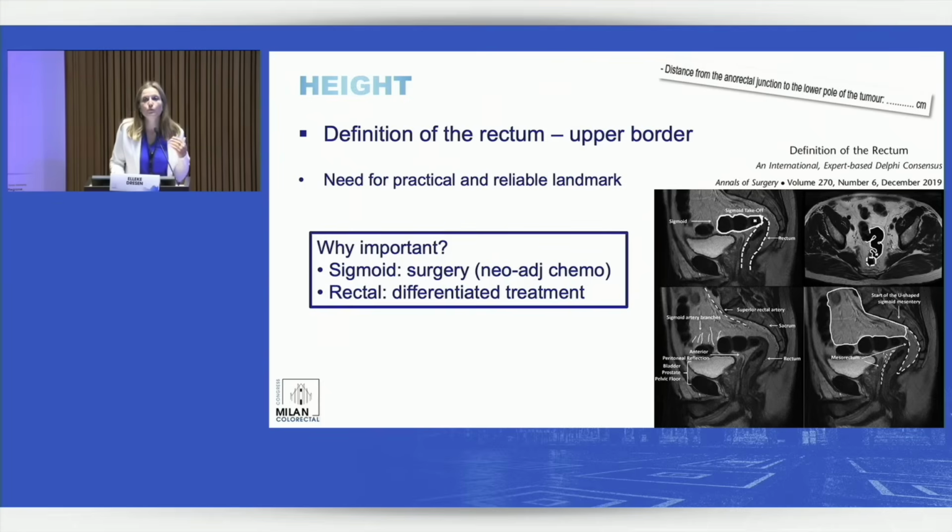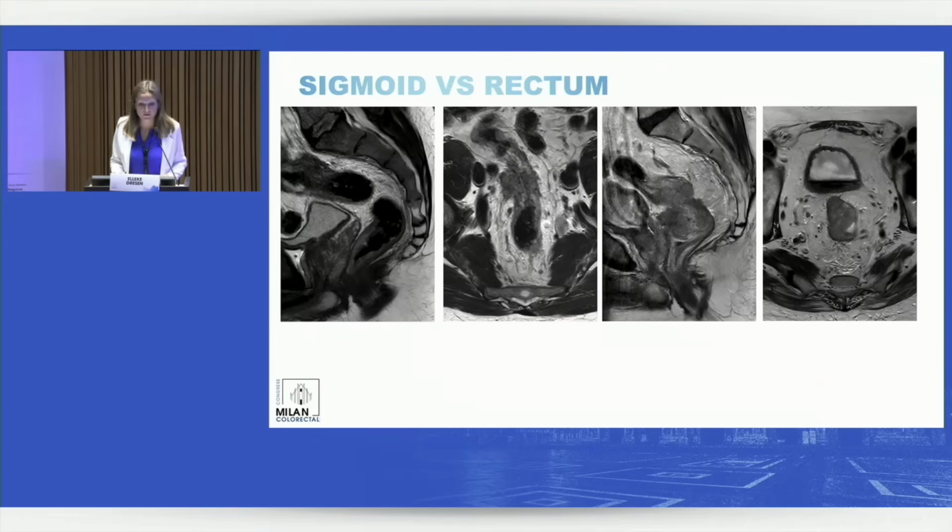It is important to make the differentiation between sigmoid and rectal cancer, because you all know that the primary treatment of sigmoid cancer is surgery, and only in very advanced cases you might start with the chemotherapy first. And for rectal cancer, of course, it's completely differentiated and personalized for the patients. So these are quite simple examples where on the left the tumor is completely located above the sigmoid takeoff, whereas on the right it's below the sigmoid takeoff.